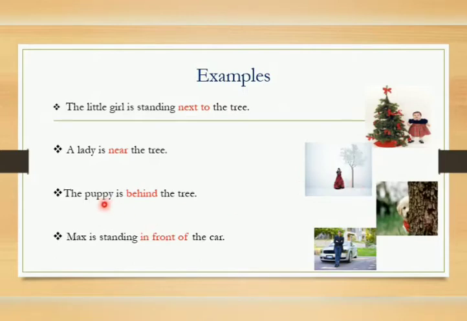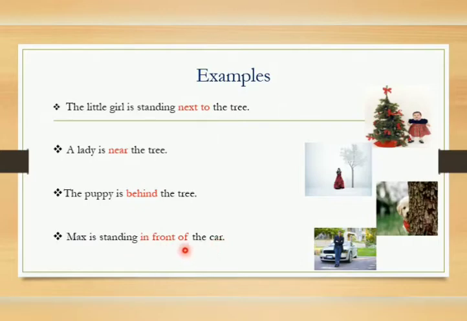The third one is the puppy is behind the tree. When something is to the rear, we say it is behind that object. And in the fourth one, Max is standing in front of the car. When it is ahead of the object, we say it is in front of.